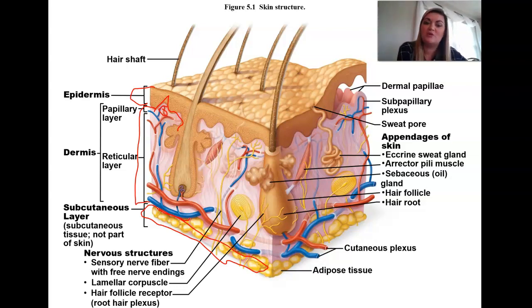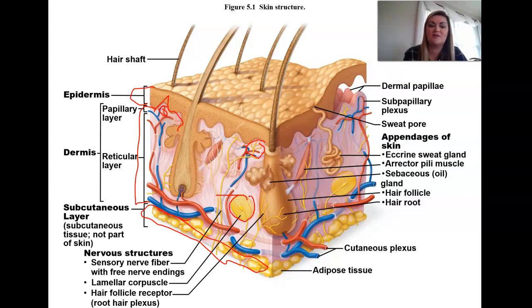Coming up through there, you'll see nerve structures. The ones that go up towards the top, the ones that have free nerve endings, like you'll see here, they'll pick up on things like rough, smooth, pain, hot, cold, things like that. And then you'll have things such as the lamellar corpuscles. That's going to be these here that look like circular structures. They pick up on pressure. So they're going to be found deeper or closer towards that subcutaneous layer.